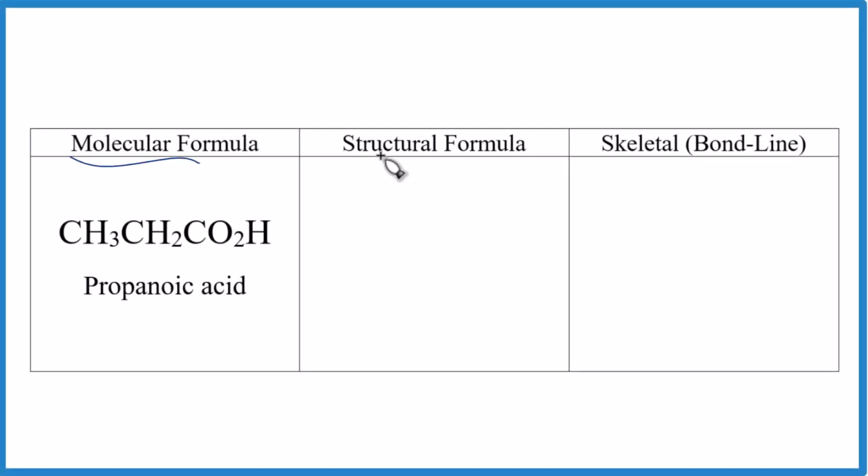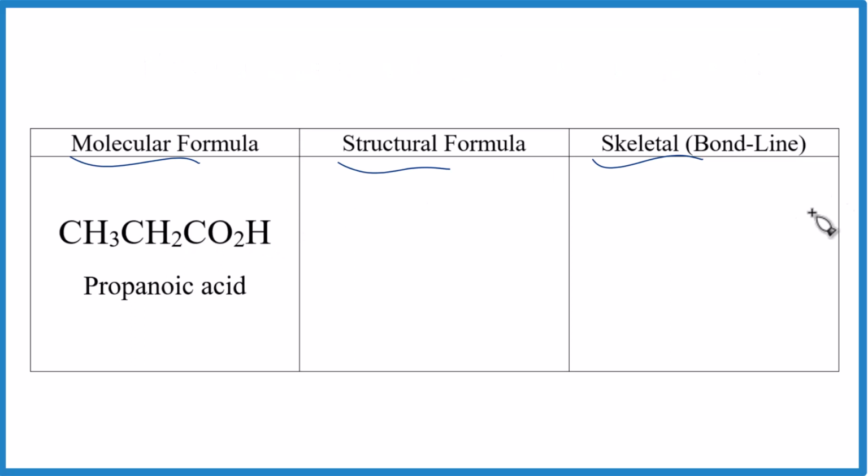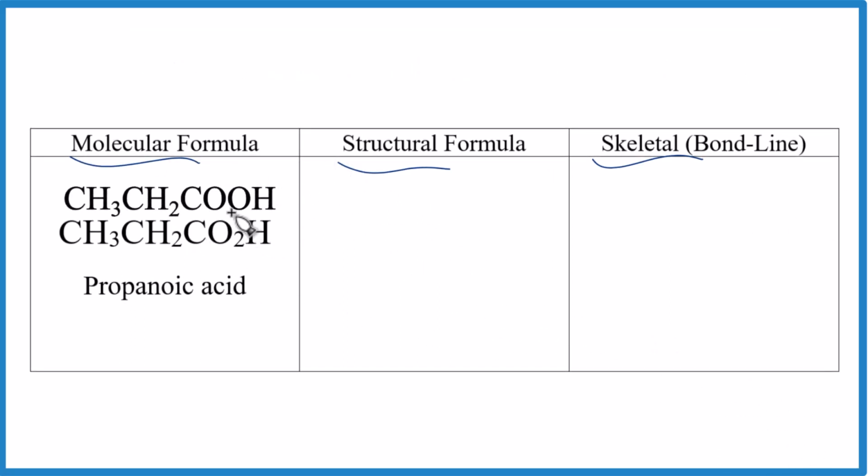Let's write the molecular, structural, and skeletal or bond line formula for propionic acid. It's CH3CH2CO2H. And sometimes you'll even see it written like this here, where the CO2H is written as COOH.